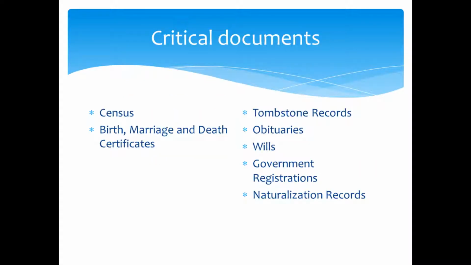Critical documents normally include available copies of each census that individual appeared in, any birth, marriage, or death certificate, plus other appropriate data such as tombstone record, obituary, will, government registration, like SSDI and draft registration, or naturalization forms.